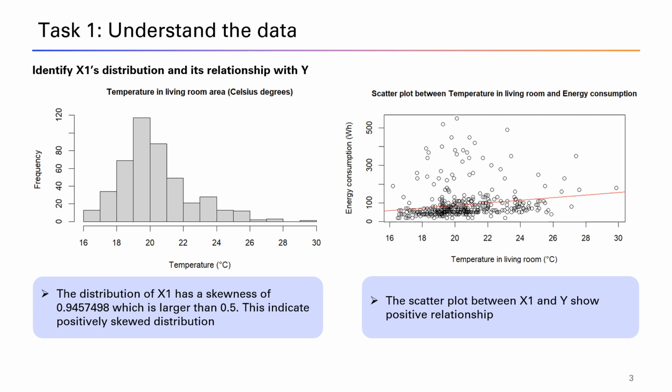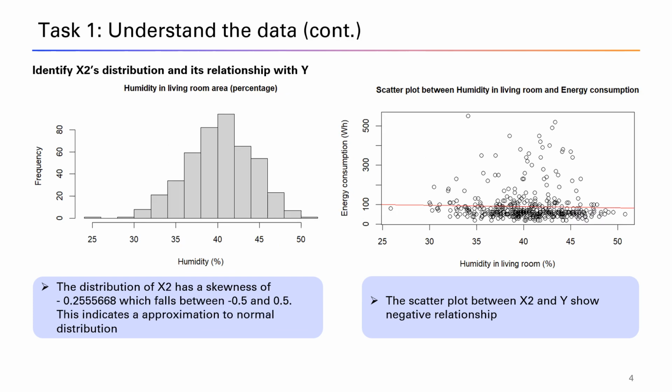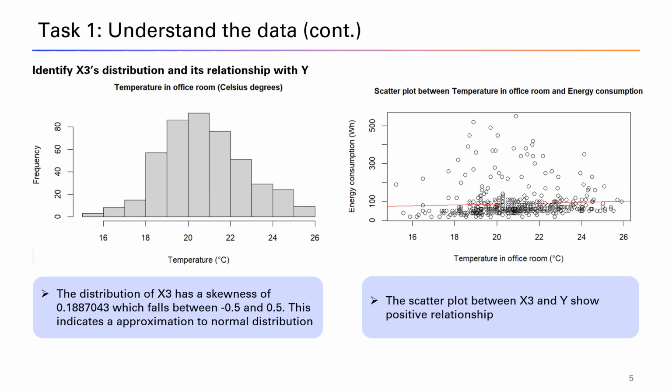For x1, the histogram shows it is positively skewed with a skewness value of 0.94, and x1 also has a positive correlation with y. For x2, humidity in the living room has a distribution close to normal. It is negatively correlated with y. For x3, its distribution seems symmetric with a low skewness of 0.18 and shows a weaker positive correlation with y.